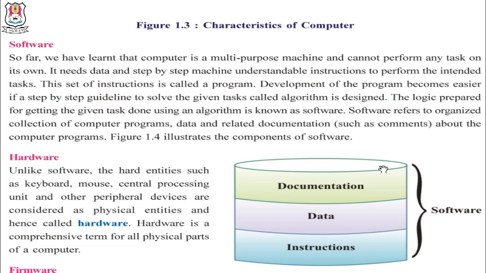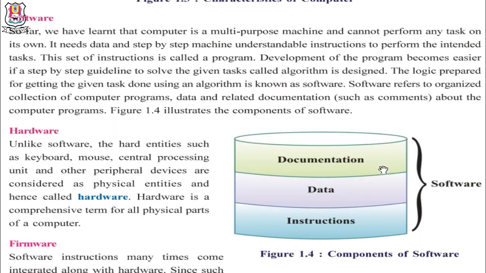The logic prepared for getting the given task done using an algorithm is known as software. Software refers to an organized collection of computer programs, data, and related documentation such as comments about the computer programs. Figure 1.4 illustrates the components of software.